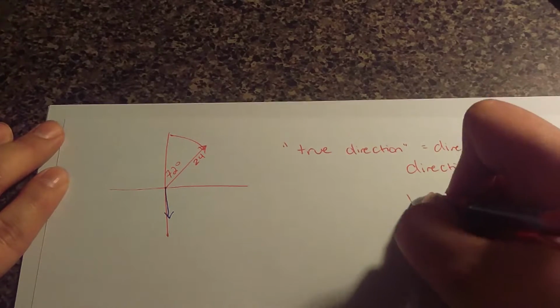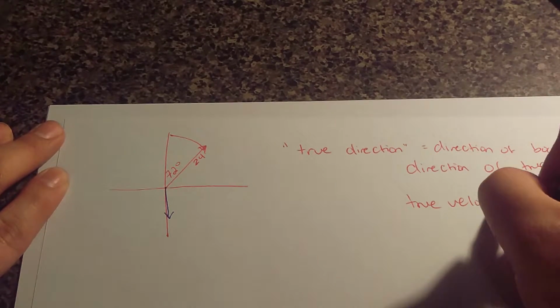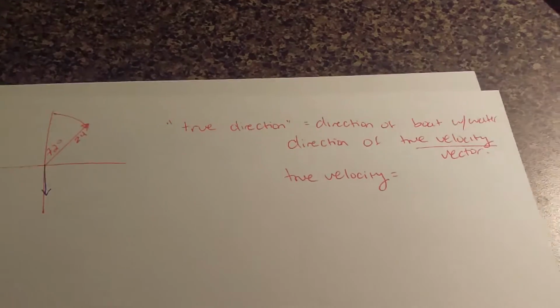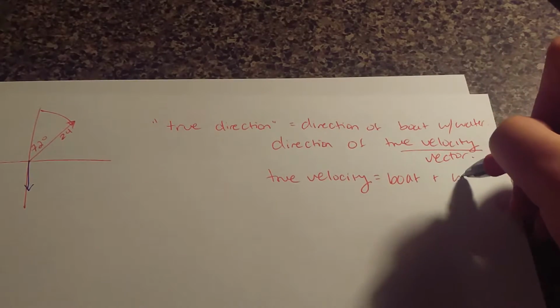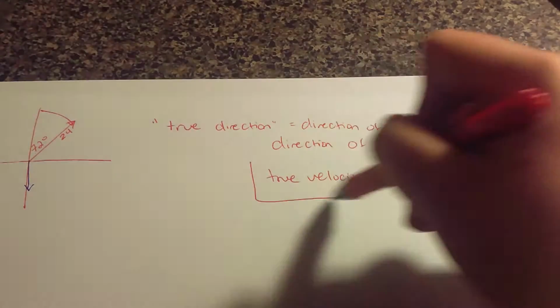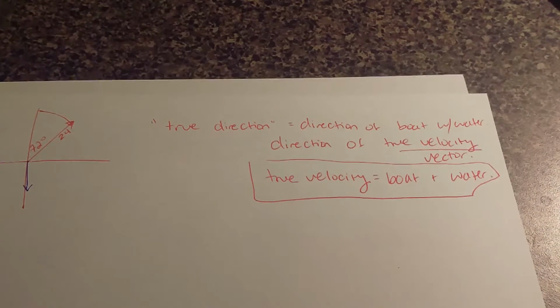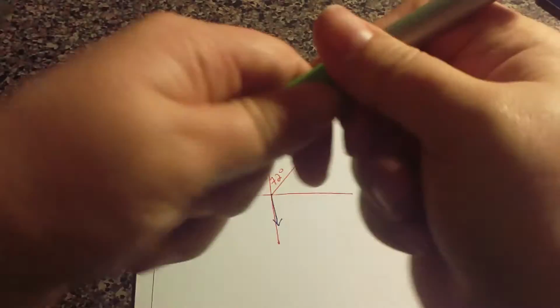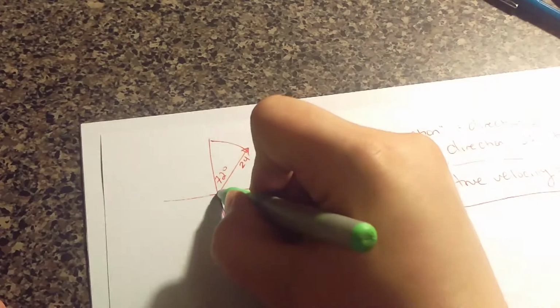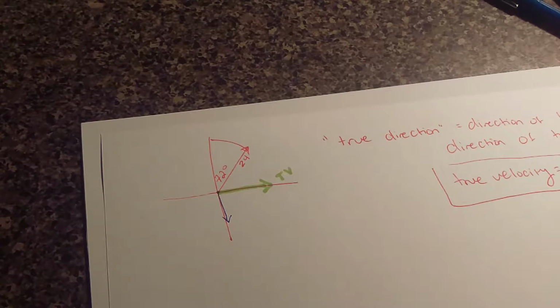Now remember, true velocity, this is all just writing down the same stuff we've already talked about. True velocity is the boat plus the water. This is going to be the key to solving this problem, just that definition right there. The true direction of the boat is directly east. So let me get another color. When they observe our boat, it's actually going exactly east. That's our true velocity. Express the velocity of the boat relative to the water.